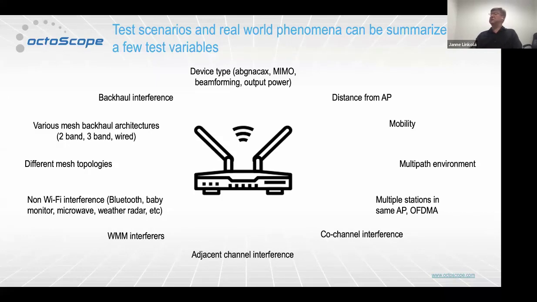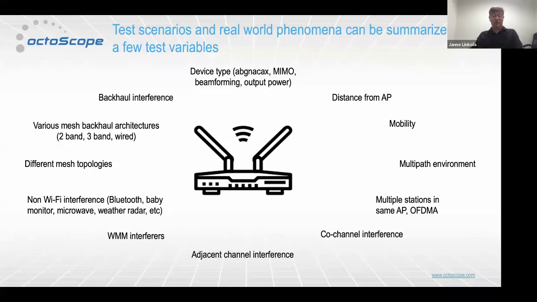There's the question of distance from the access point. So we want to look at the performance close by and further away. There is the phenomenon of mobility, right? Especially relevant with mesh products. There are handovers between the mesh nodes. There are various kinds of multipath environments out there.